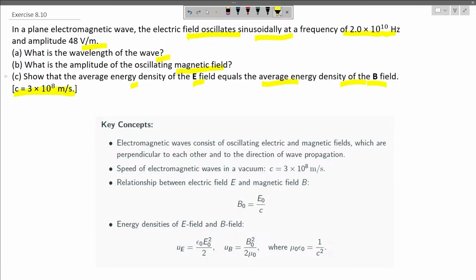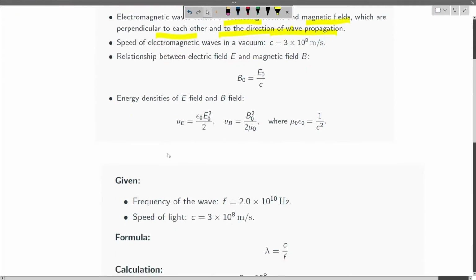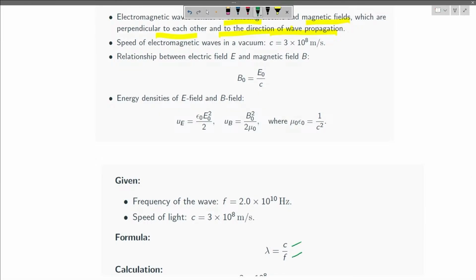Now we know that electromagnetic waves consist of oscillating electric and magnetic fields which are perpendicular to each other, and they are also perpendicular to the direction of wave propagation. Here we have to find the wavelength of the wave, lambda, and the amplitude of the oscillating magnetic field, B naught. We also need to show that the average energy density of the electric field equals the average energy density of the magnetic field. The formula for calculating wavelength is the speed of the wave divided by frequency.